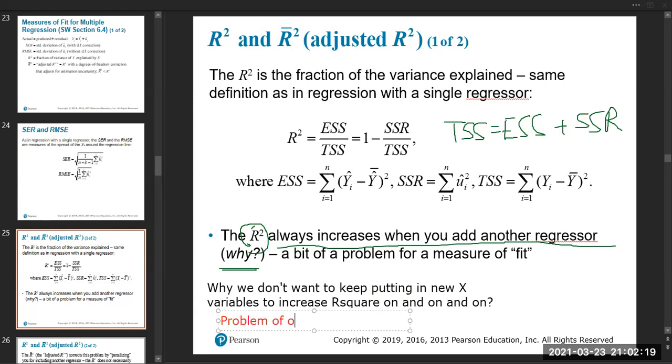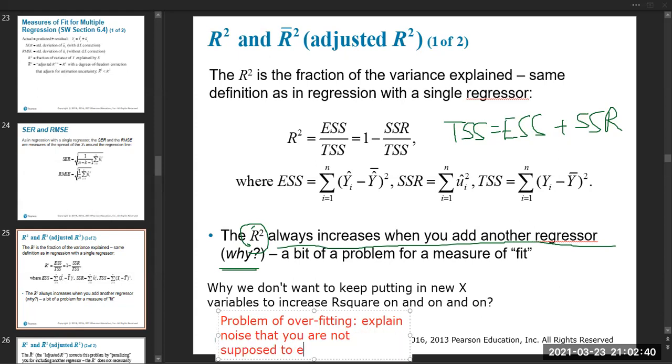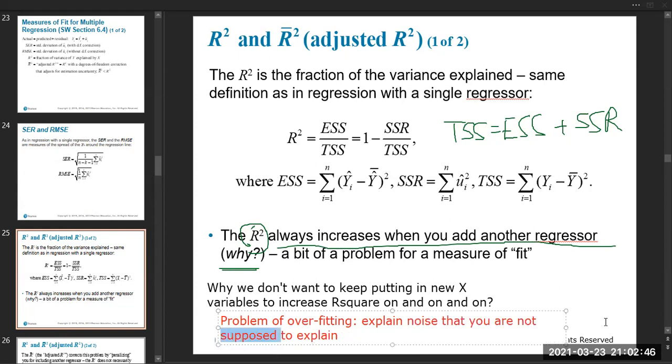problem of overfitting. Mathematically you can prove it, but intuitively it's very simple. That is, you pick up and explain noise that you are not supposed to explain. Okay, sounds a little bit trivial. So the problem of overfitting, if you learn machine learning, you come across this word called overfitting.